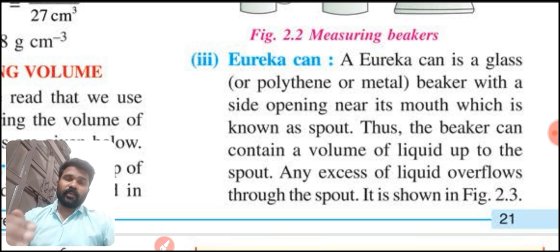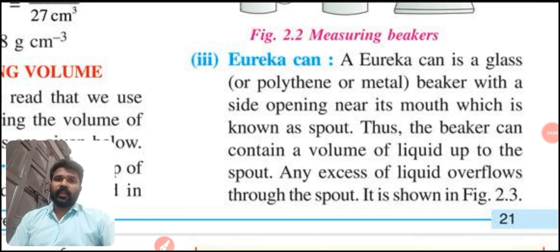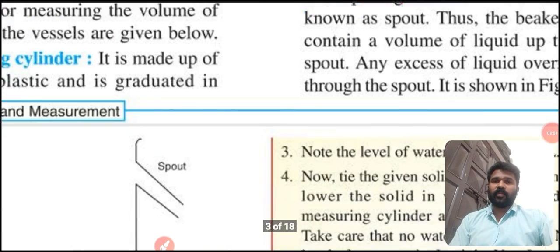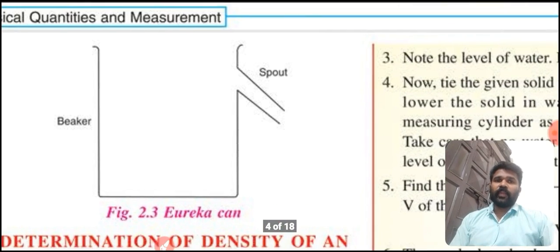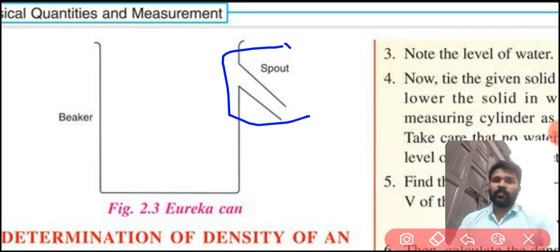If you try to keep the water or liquid above the spout, it's not possible. Any excess of liquid overflows through the spout. The Eureka can's diagram we can see here, you just observe it. This is Eureka can. The spout, I told you one spout is there, this is spout.